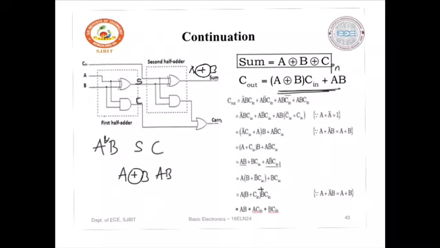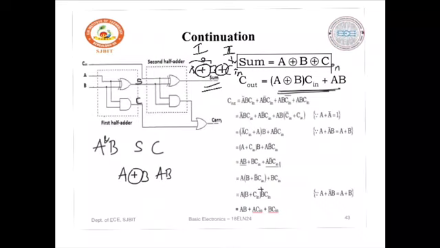A exclusive-OR B. That is exclusive OR with the second input. The second input is what? Cin. So A exclusive-OR B exclusive-OR Cin. This is my first input, and this first input is exclusive-ORed with the second input. This is my second input. This is how I get the sum expression of the full adder.